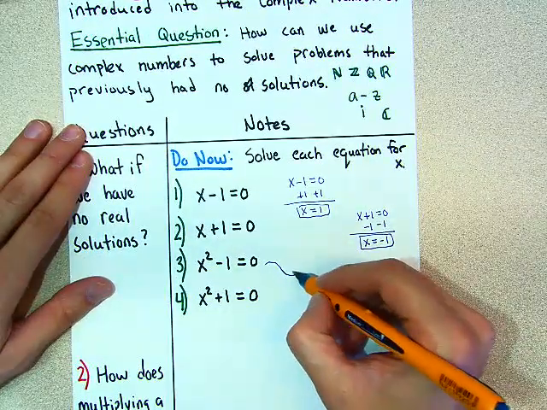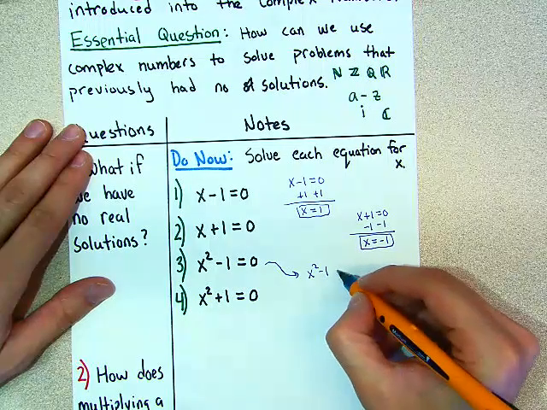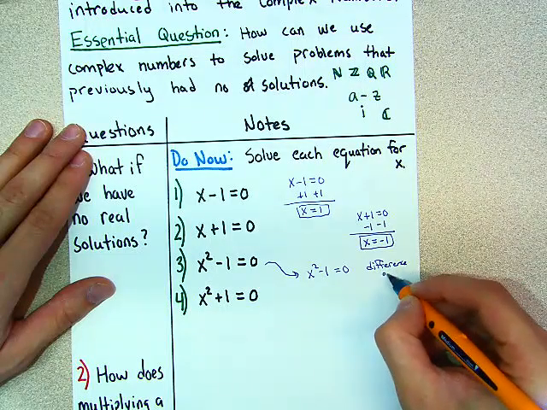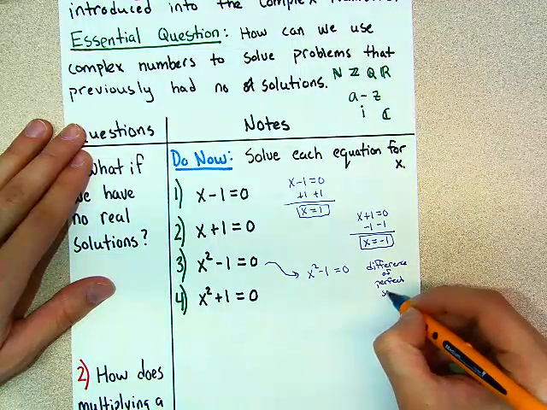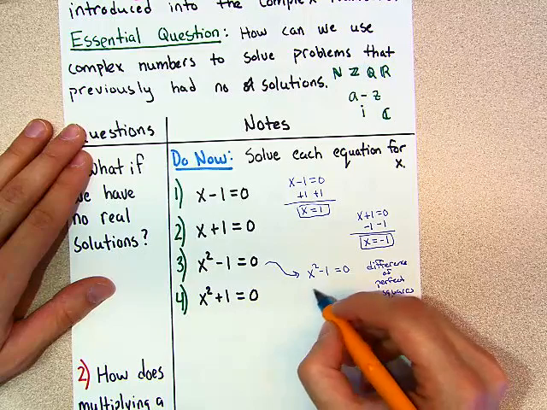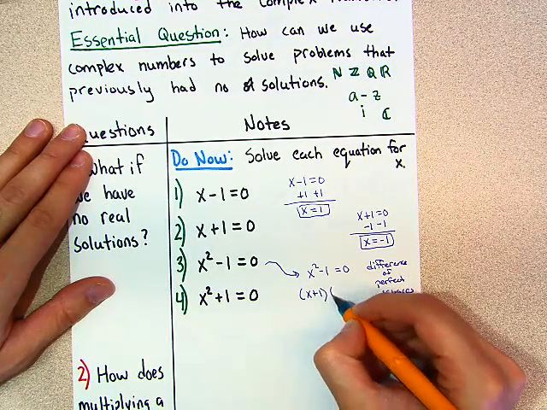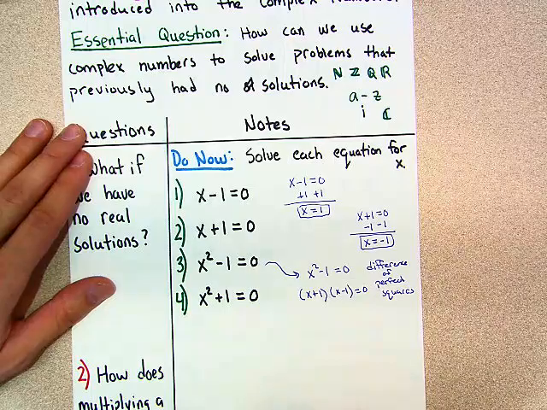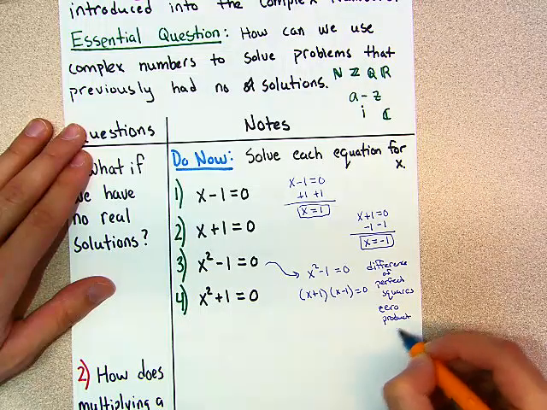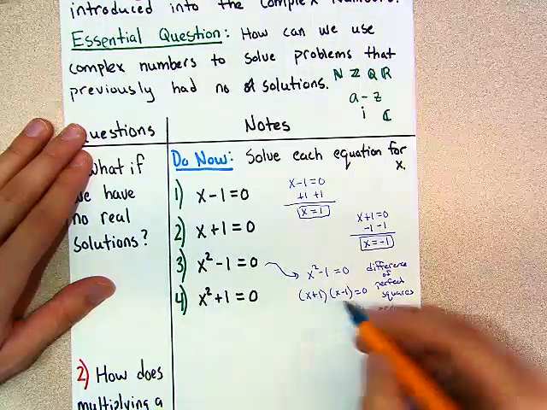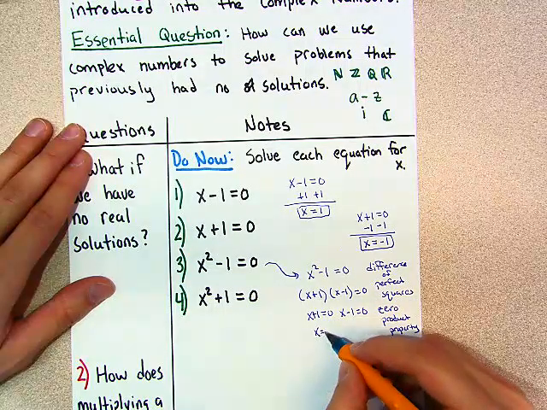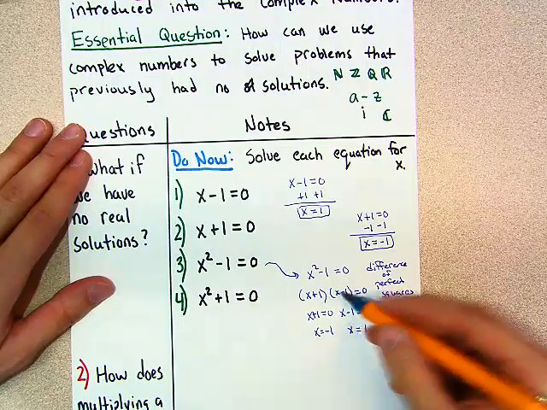And what about this one? This may be a little tricky, but here, x squared minus 1 equals 0. This is a difference of perfect squares. So here, remember that little technique? We can factor this into (x plus 1)(x minus 1) equals 0. And then what can we do? We can use the zero product property. Now we can say that x plus 1 equals 0 and x minus 1 equals 0. So that means x is equal to negative 1 and x is equal to positive 1. Okay? So far, not too bad.